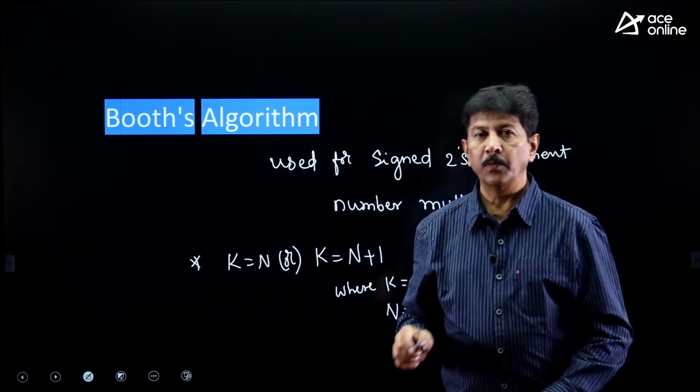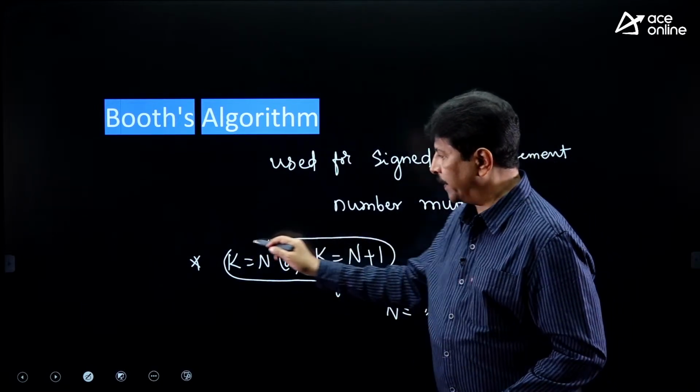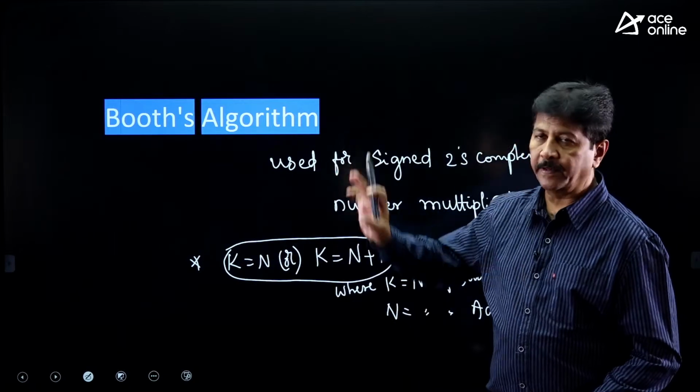So I am highlighting which question may come in the form of the bits here. So this is the relation you are supposed to remember. That is the nature of Booth's algorithm.